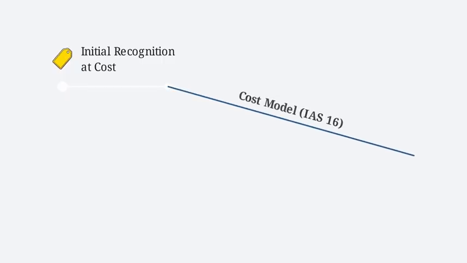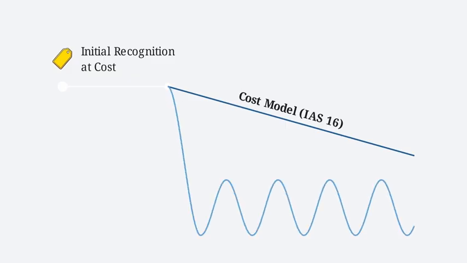Once a property clears the definition, you measure it initially at cost, including transaction fees. From there, this timeline splits into 2 subsequent measurement paths. You must choose either the steady cost model, depreciating the asset over time, or the fair value model, where the asset's recorded value fluctuates with the market.